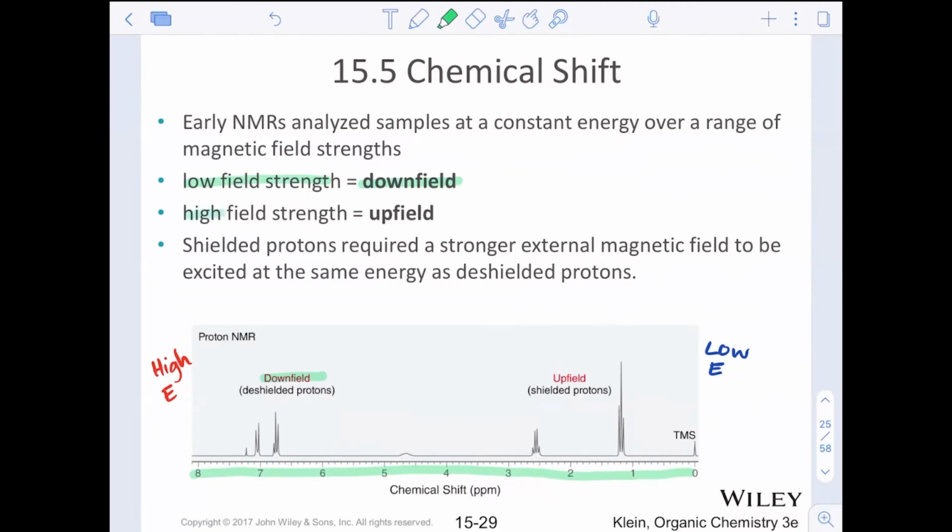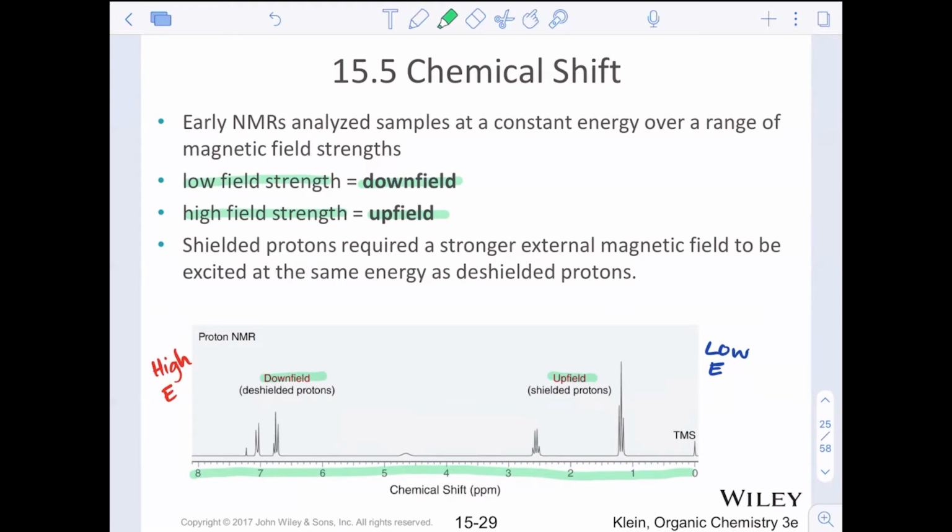High field strength is what we call upfield. These are more shielded protons. These have more electrons around the nuclei, and so the magnetic field can't get in there to affect them as easily. Shielded protons require a stronger magnetic field to excite at the same energy as de-shielded protons do. Currently, NMRs analyze samples at a constant field strength over the range of energies, and so that's why we see this chemical shift occur.